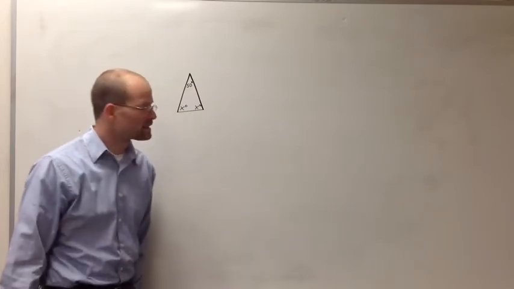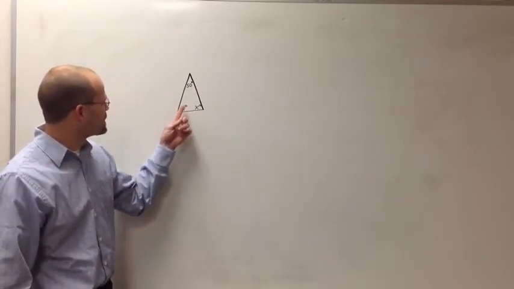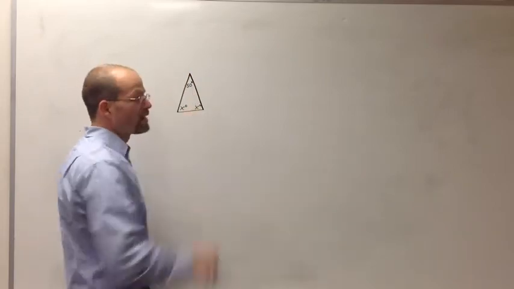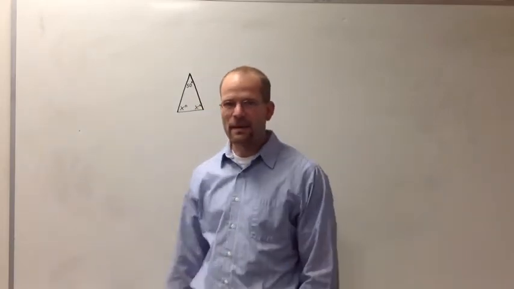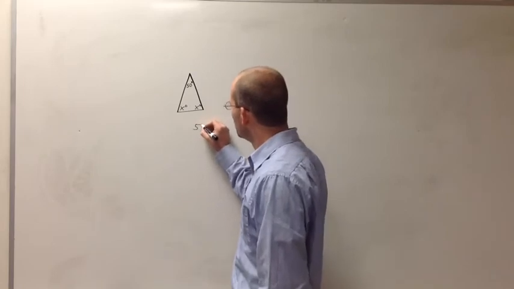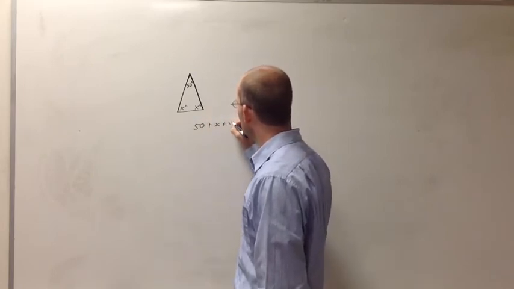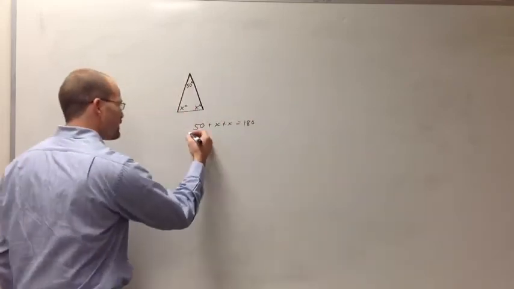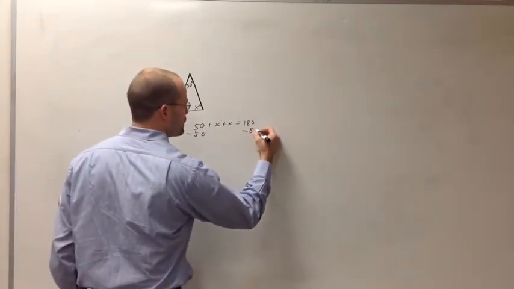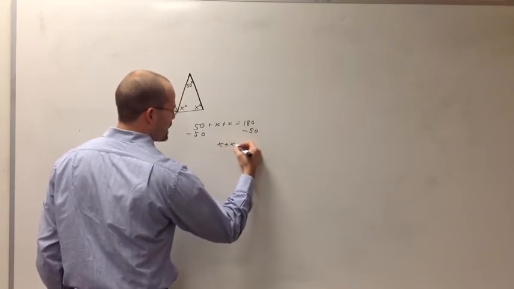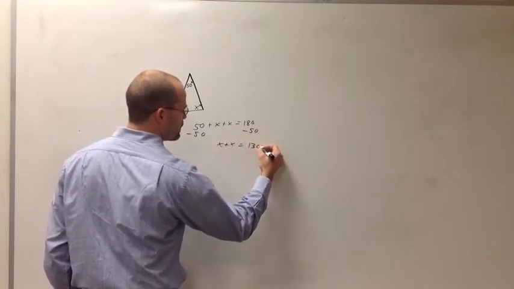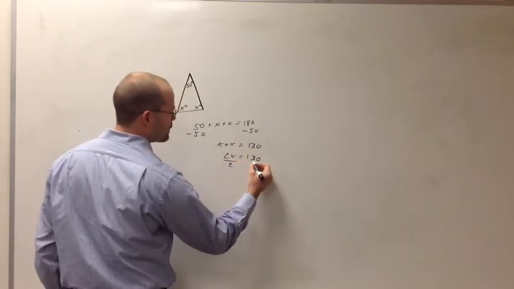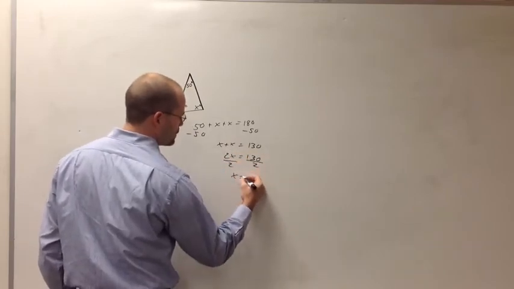Suppose we have something like this: x degrees, x degrees, and 50 degrees. Again, we know that the sum of these three values is equal to 180, so let's just go ahead and add them up and see what we get. 50 plus x plus x is equal to 180. We can subtract 50 from both sides, and we have x plus x is equal to 130. And then, of course, x plus x is 2x. And therefore, x equals 65.